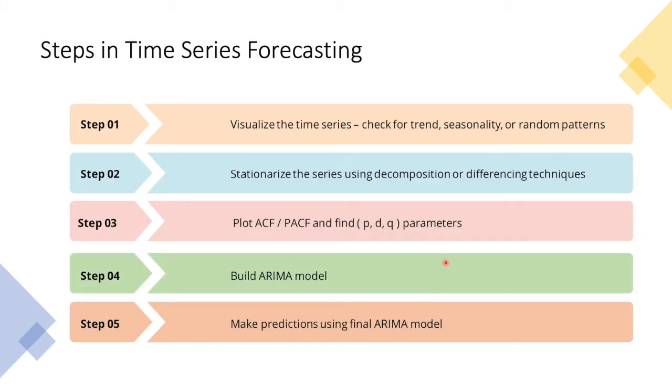So the steps in time series forecasting. The first step is always to visualize the time series data and check for trend, seasonality, and random patterns. In the second step, we need to stationarize the series using decomposition and differencing techniques, and plot ACF and PACF to find the three most important parameters for the ARIMA model, if we use ARIMA to forecast the time series data. So P, D, Q, three parameters, then build the ARIMA model and make predictions using the final ARIMA model.